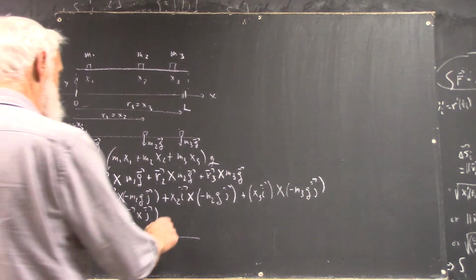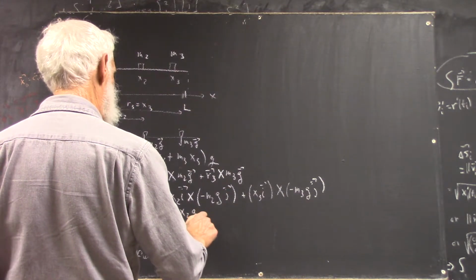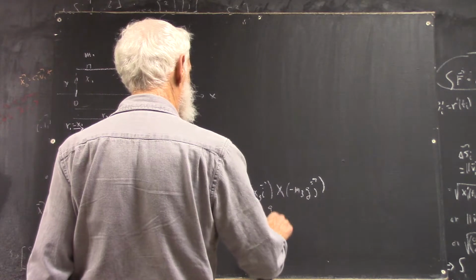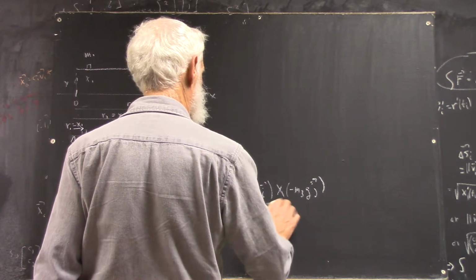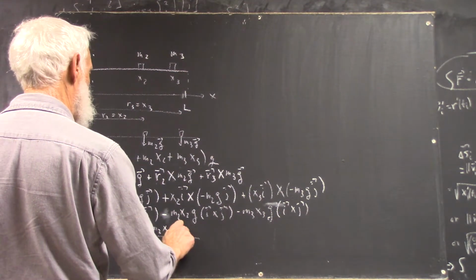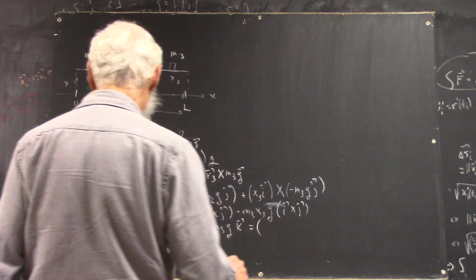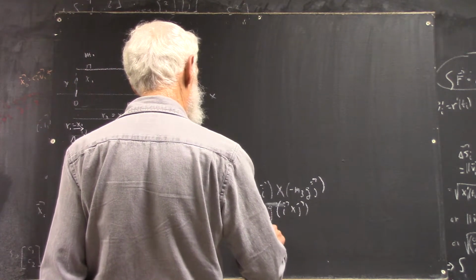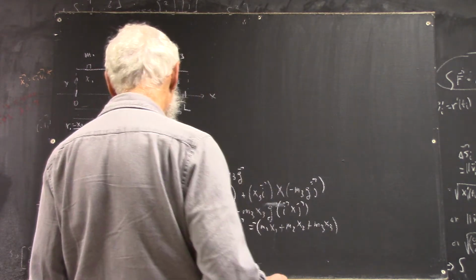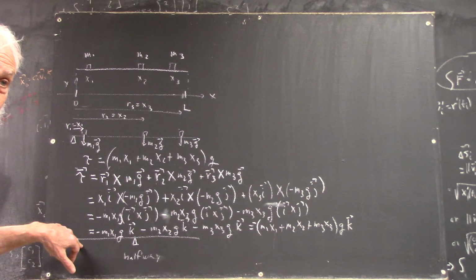Well, similarly, in each case, you get then, plus a negative M2 X2 G times I cross J, and a negative M3 X3 G, and G is not a vector right now, times I cross J. So we're going to have negative M2 X2 G K minus M3 X3 G K. Of course, we can factor all that out. So we have negative M1 X1 plus M2 X2 plus M3 X3 times G times K. And there's our torque, a vector torque.